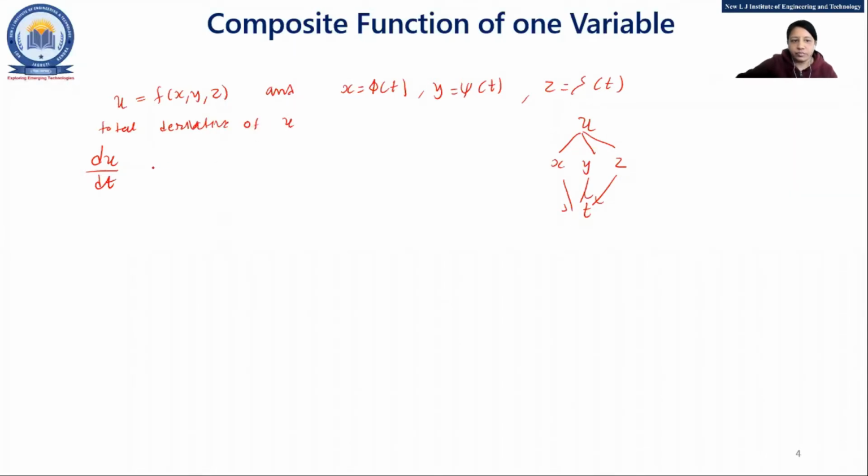Just think for a few seconds and raise your hand. Three variables are there, for what? U. But all are depending upon one, so it is a composite function of only one variable, that is nothing but t. But u itself will depend upon three variables. So how am I supposed to write for that?